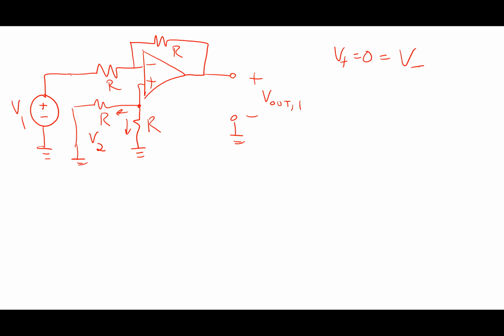Now I do a nodal analysis on this thing, and I call this 0, and I have V1 minus 0 over R has to equal 0 minus V out 1 over R, like that. What does that lead me to? That leads me to the fact that V out 1 has to be equal to negative V1. You guys with me there?